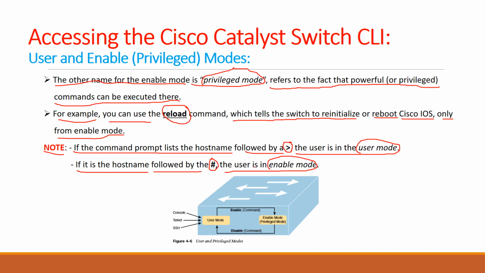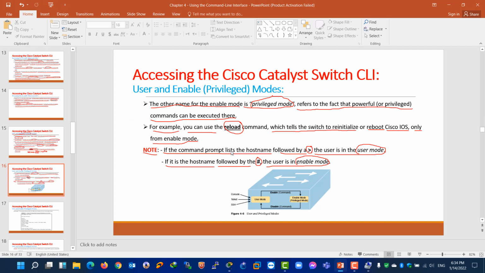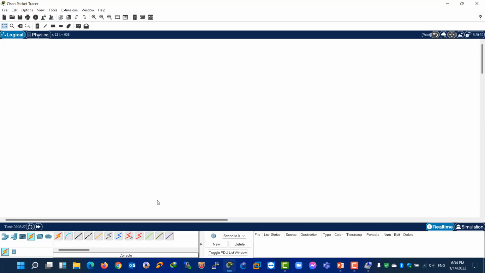Let's open Packet Tracer. Packet Tracer is a Cisco simulator that we can use to learn instead of labs. I have prepared it, opened here. Let's have a switch 2960, and we want to access this switch through the console port. Let's have a PC here.